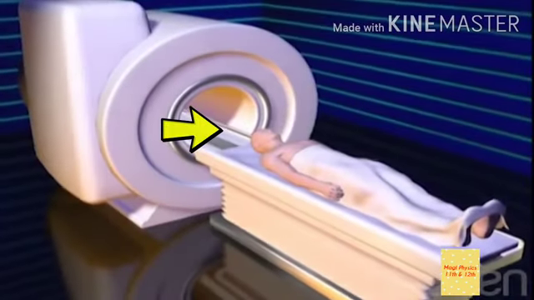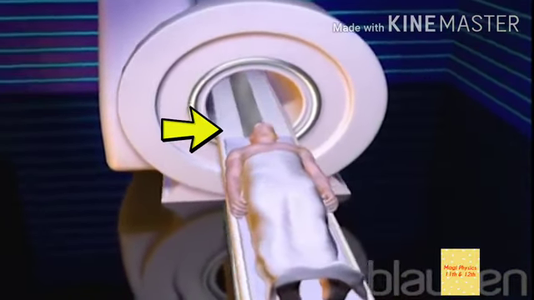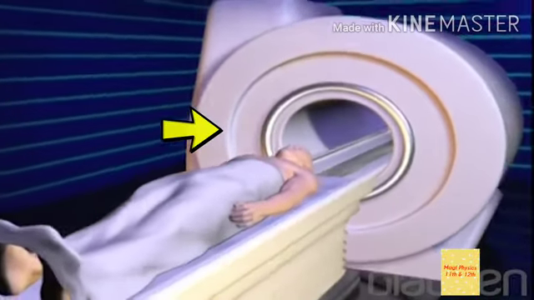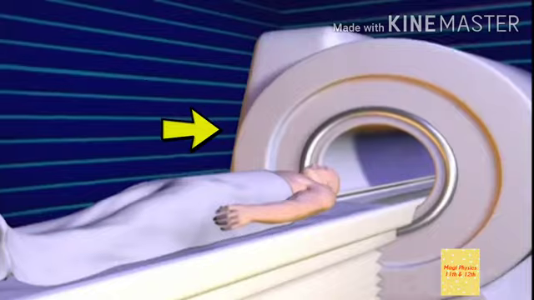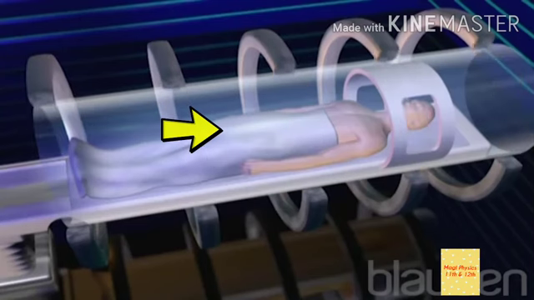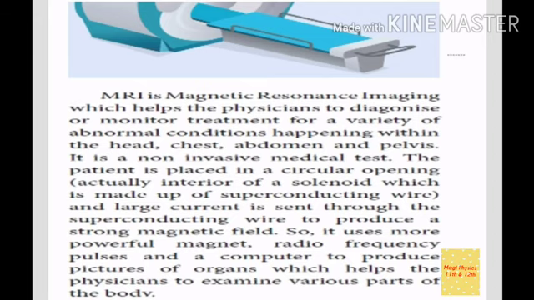The patient is placed in a circular opening and a large current is sent through the superconducting wire to produce a strong magnetic field. This magnetic field produces radio frequency pulses which are fed to a computer which produces pictures of organs, which helps the physician to examine various parts of the body.